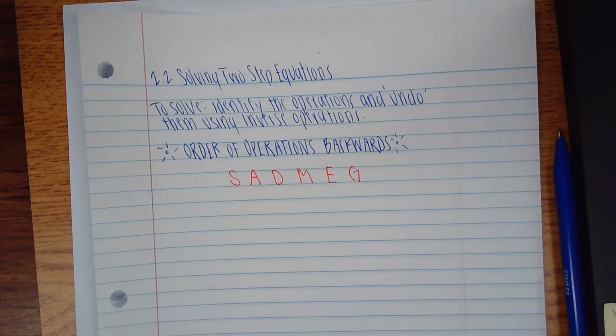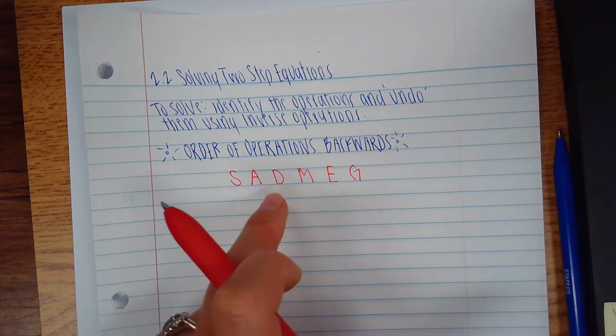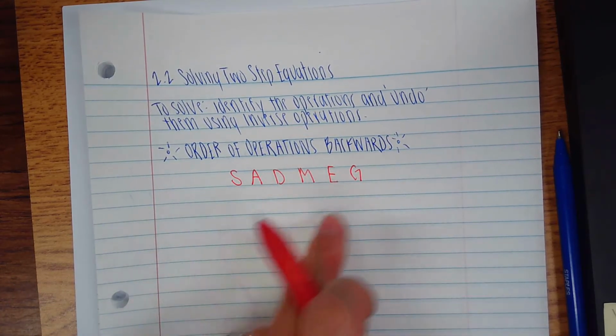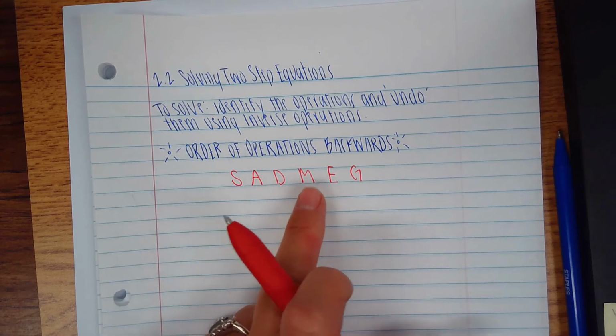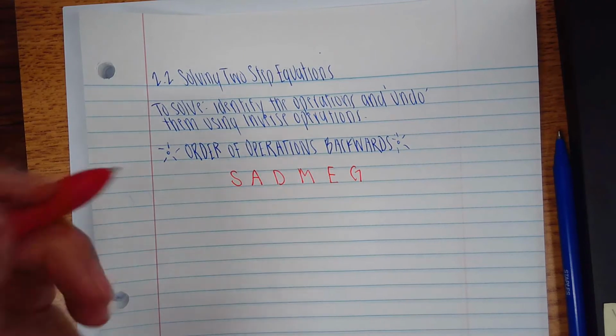SAD-MAG. All right. So remember, it's grouping, exponents, multiplication, division, addition, subtraction. Well, we're doing it backwards. So we're starting with subtraction, addition, then division, multiplication, then exponents, then grouping. All right. So SAD-MAG backwards.